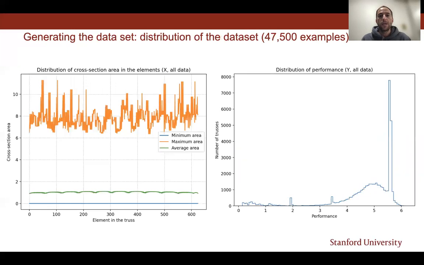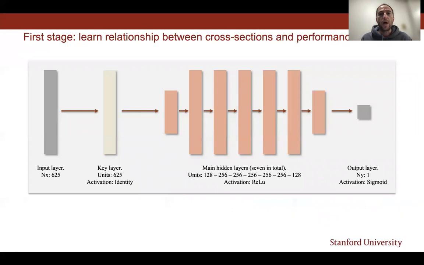This is the distribution. To the left, we have the minimum, the average, and the maximum cross-section area for every single one of the 625 elements in the truss. And on the right, we have the distribution of performance for all of the more than 45,000 examples. It goes from roughly 0 to 6, and we want the performance to go even further and to be a larger number than that. So our algorithm is a single deep neural network in 2 stages.